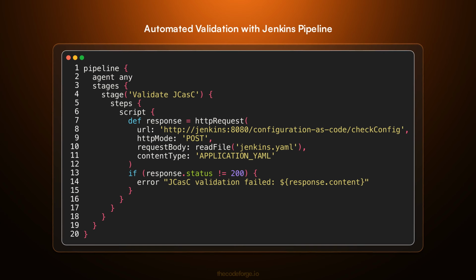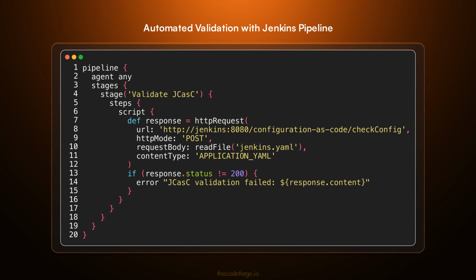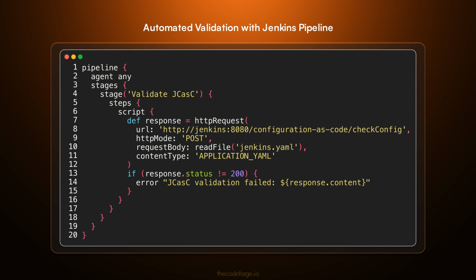The article suggests validating YAML in CI, but doesn't provide a concrete pipeline snippet. Here's a declarative pipeline that validates the JCasC YAML using the check config endpoint and fails on errors.